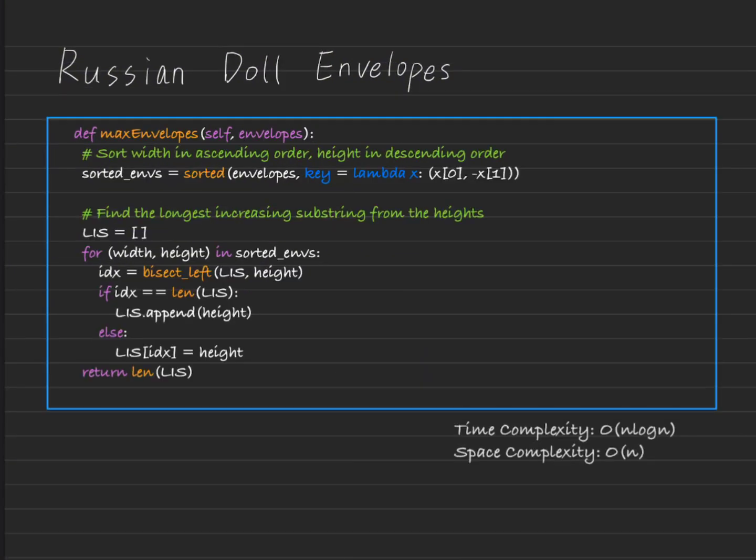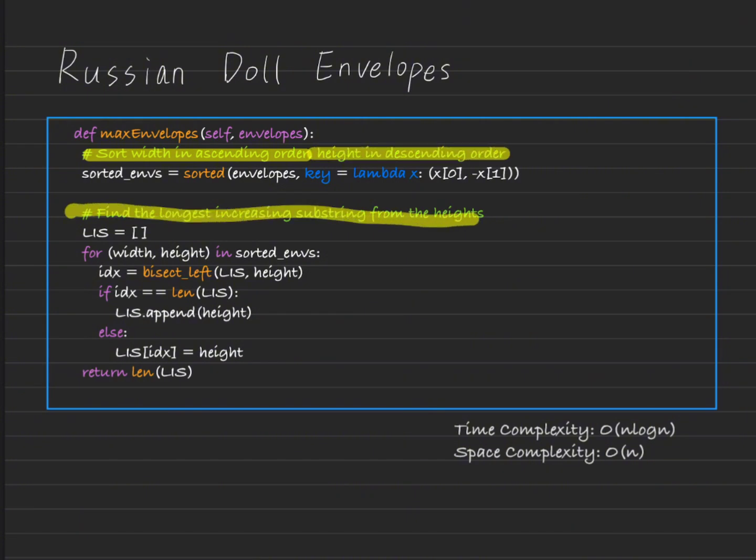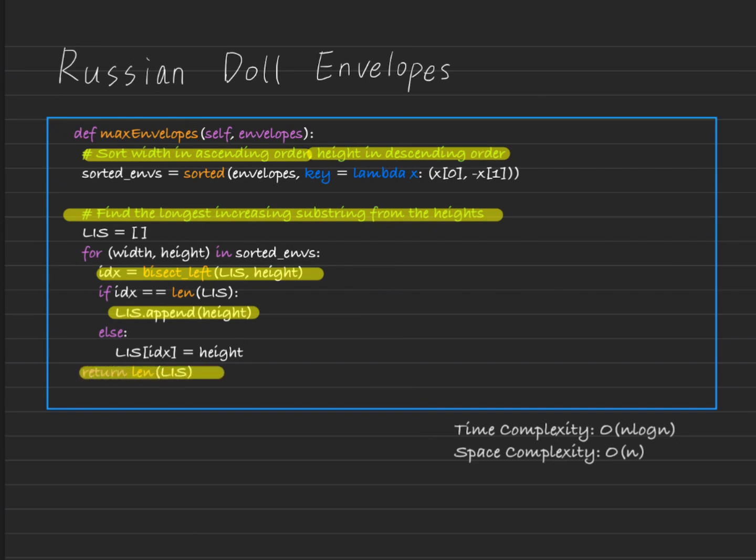Putting everything together, this is the pseudocode in Python. First, we sort the array by sorting its width in ascending order, then its height in descending order. The next step is to find the longest increasing subsequence from the heights. We'll first use binary search to find the index where a smaller value needs to be put in. If the index is already at the end, then we append it to the longest increasing subsequence list. At the end, we return the length of this list.